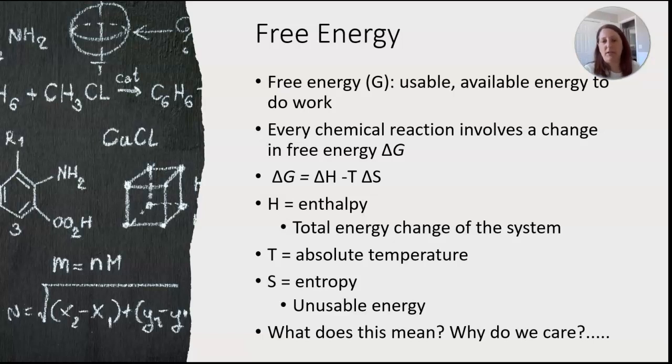Okay, so we have to have a basic understanding here. This is the formula on how to calculate the change in free energy. It's the change in H, which represents enthalpy, that's the total energy change of the system, minus T, which is absolute temperature, multiplied by the change in S. And S is entropy, which we'll learn a little bit more about later in the chapter. Entropy represents energy that's unusable.